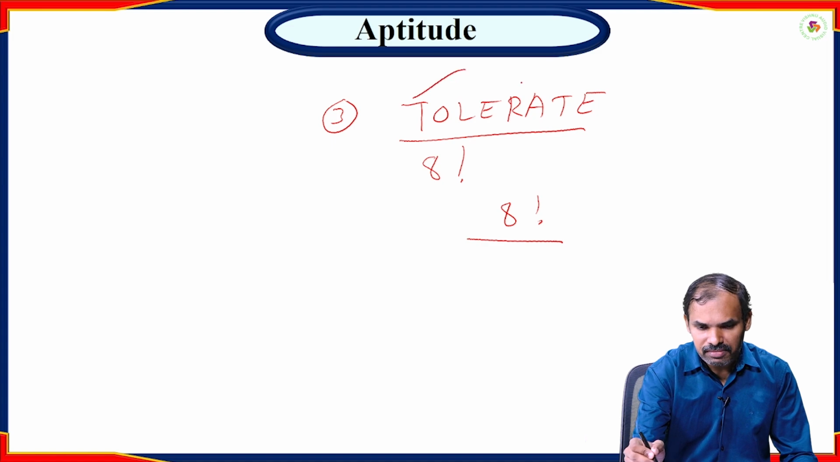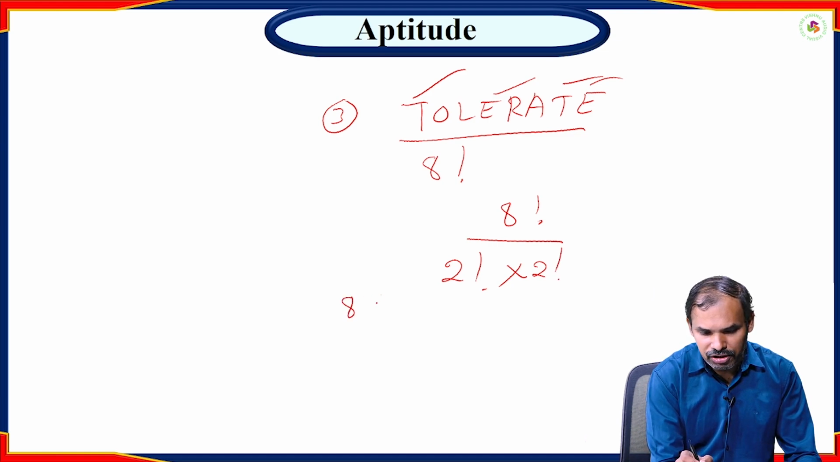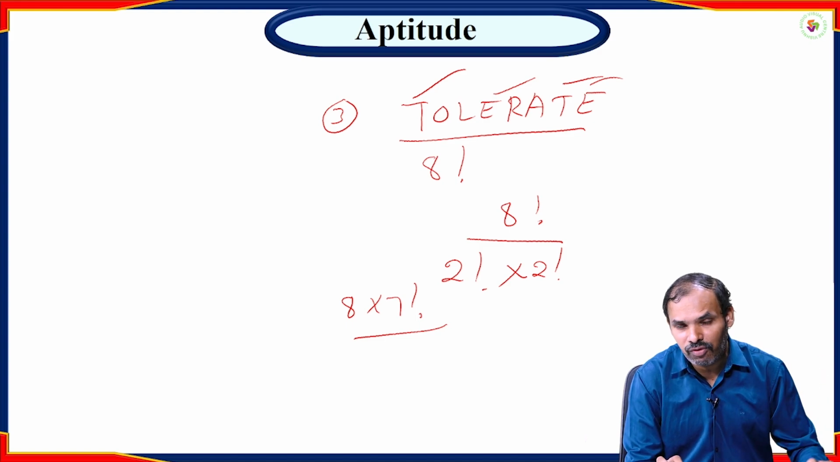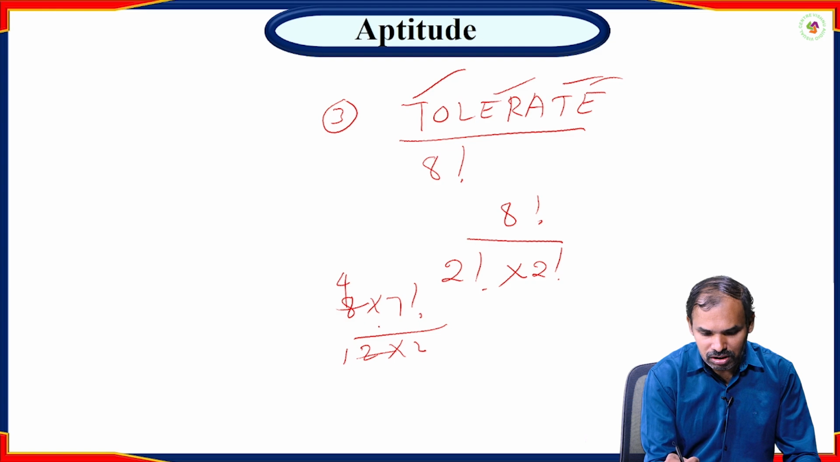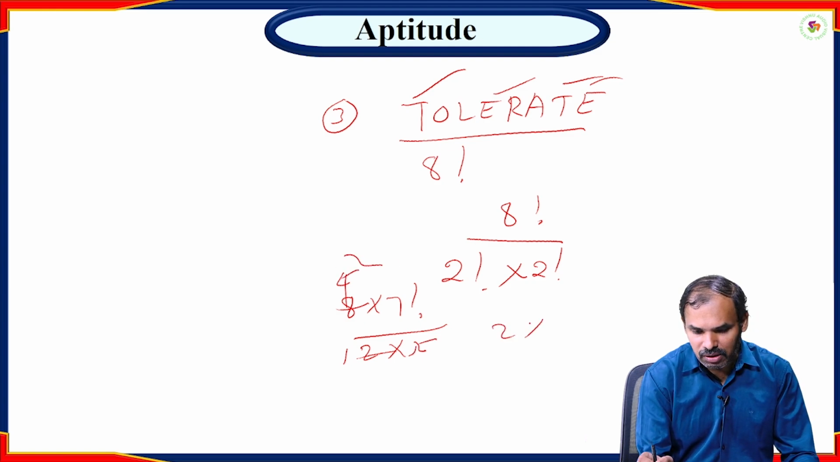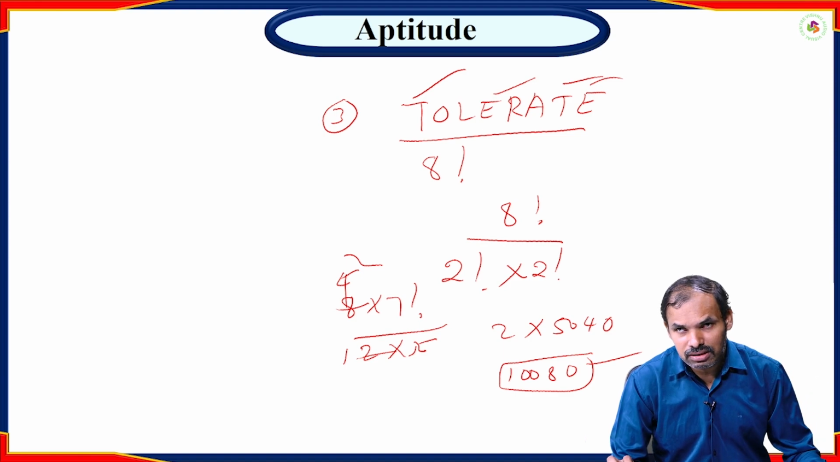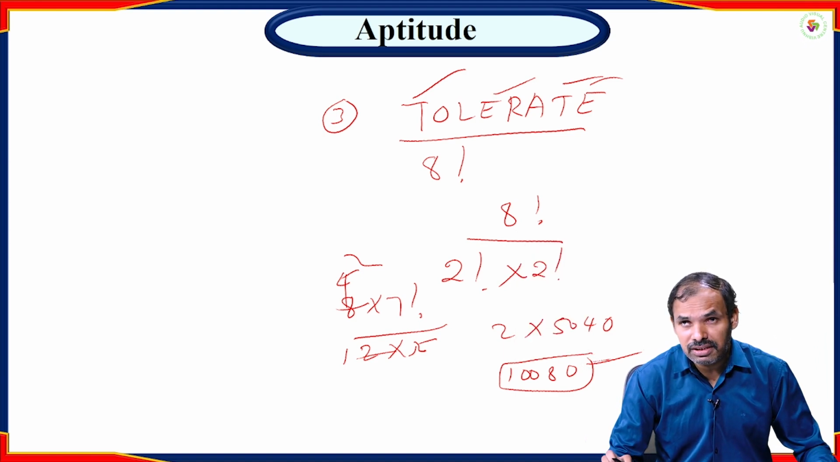How many T's are there? 2, so 2 factorial. How many E's are there? 2, so 2 factorial. So 8 factorial can be written as 8 into 7 factorial, divided by 2 factorial into 2 factorial, not 4 factorial. Students will think 2 factorial into 2, not 4 factorial. 2 factorial value is 2, and 2 factorial value is 2. 2 ones are 2, 2 fours are 8... so 2 into 7 factorial, value 5040. Answer: 10,080. In the previous question, directly 6 letters, 6 factorial ways, but here repetition is there.